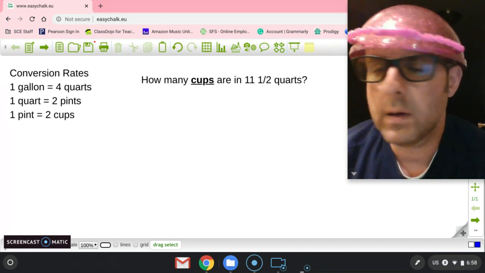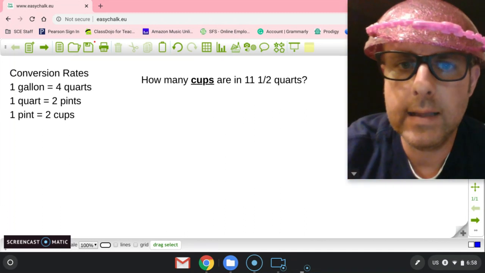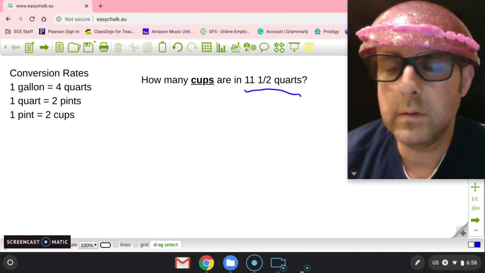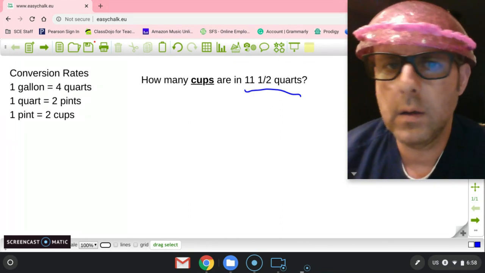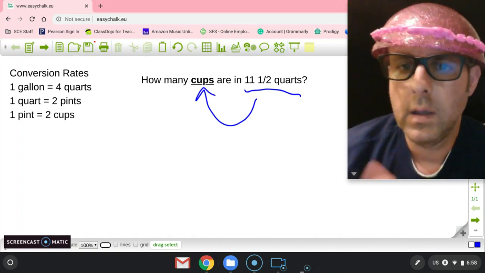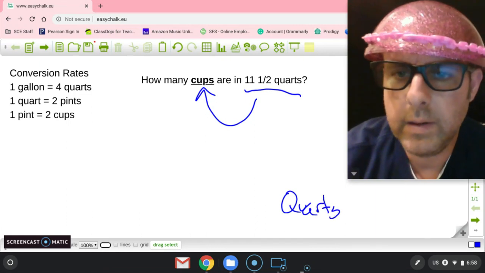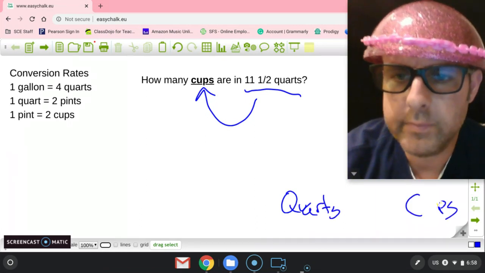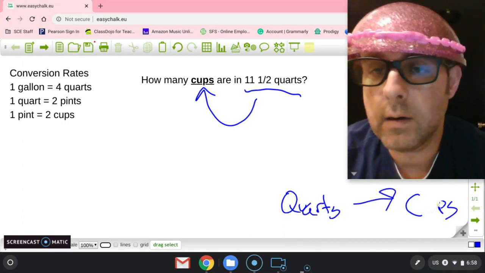Okay, what are we starting with? We are starting with the 11.5 quarts. All right, where do we have to take it to? Where are we going? Well, we're going to cups. So our roadmap, we are going to start with quarts, and we need to get to cups. How do we get there? Well, let's look at our conversion rates.